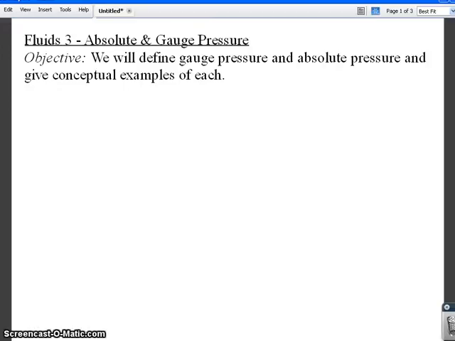Good morning, class, and welcome to this lesson on Fluids 3, Absolute and Gauge Pressure. Today we will define gauge pressure and absolute pressure and give conceptual examples of each.